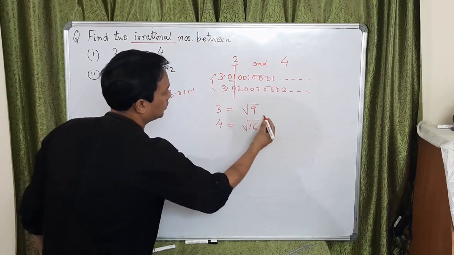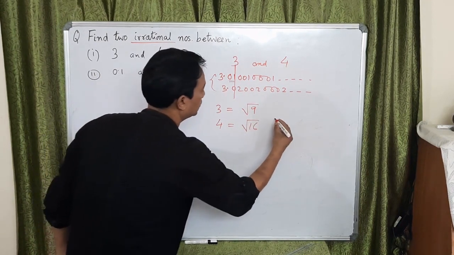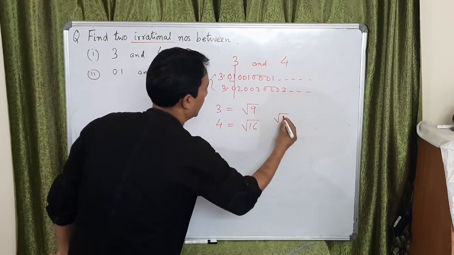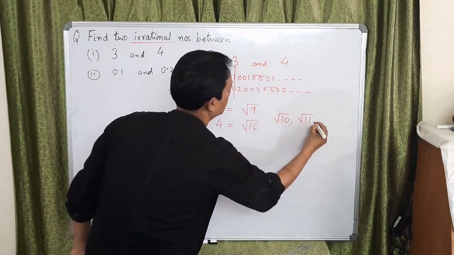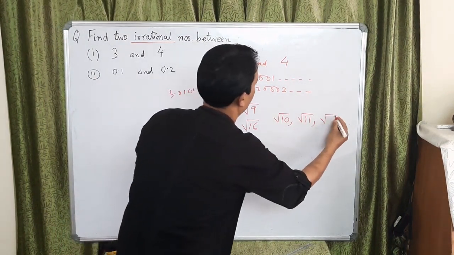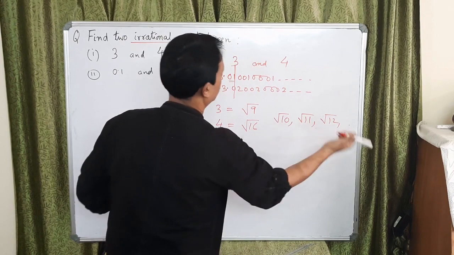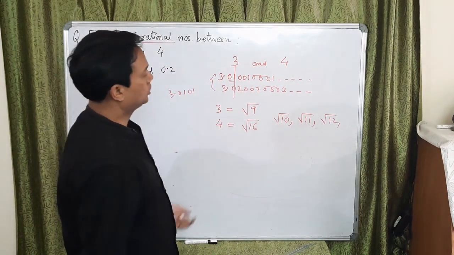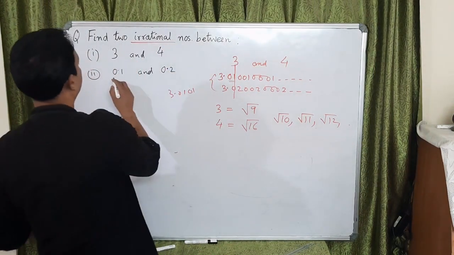So we can write between 9 and 16. Now we have many numbers. After 9 we have 10, root 10. We can write root 11. These are all irrational numbers. Root 12. These are irrationals. So we can go on. We need only 2. So similarly, you can do the next one.